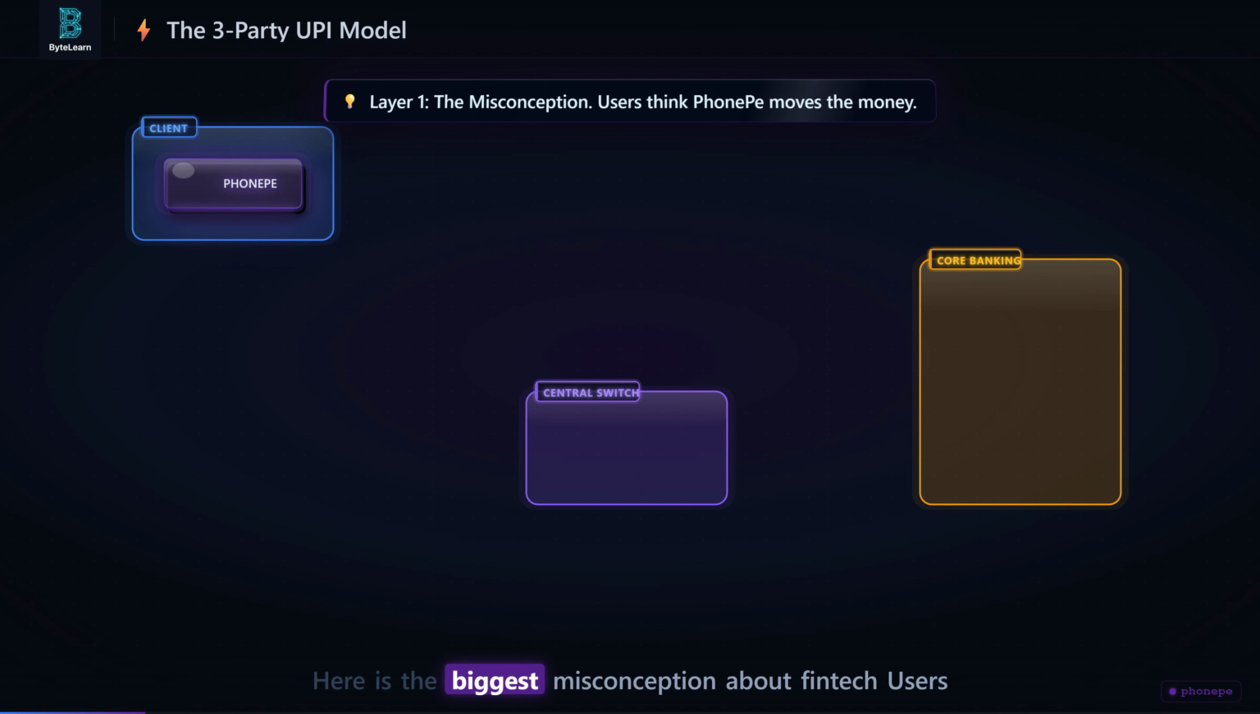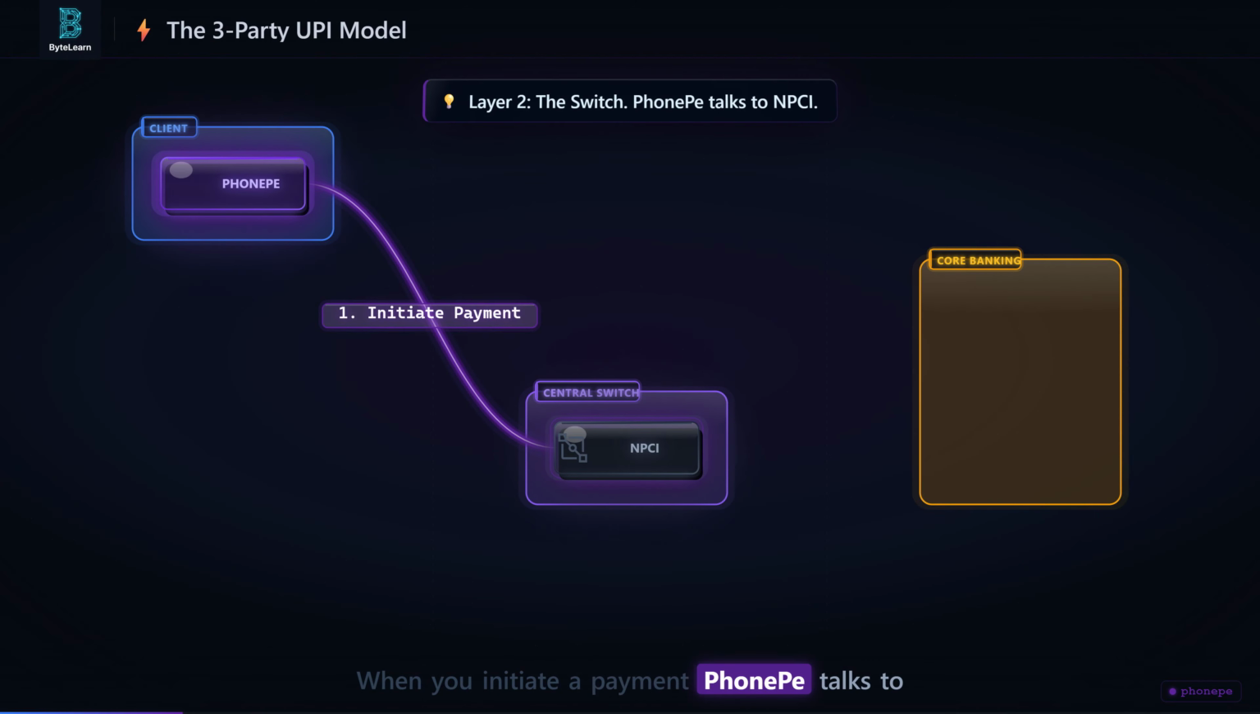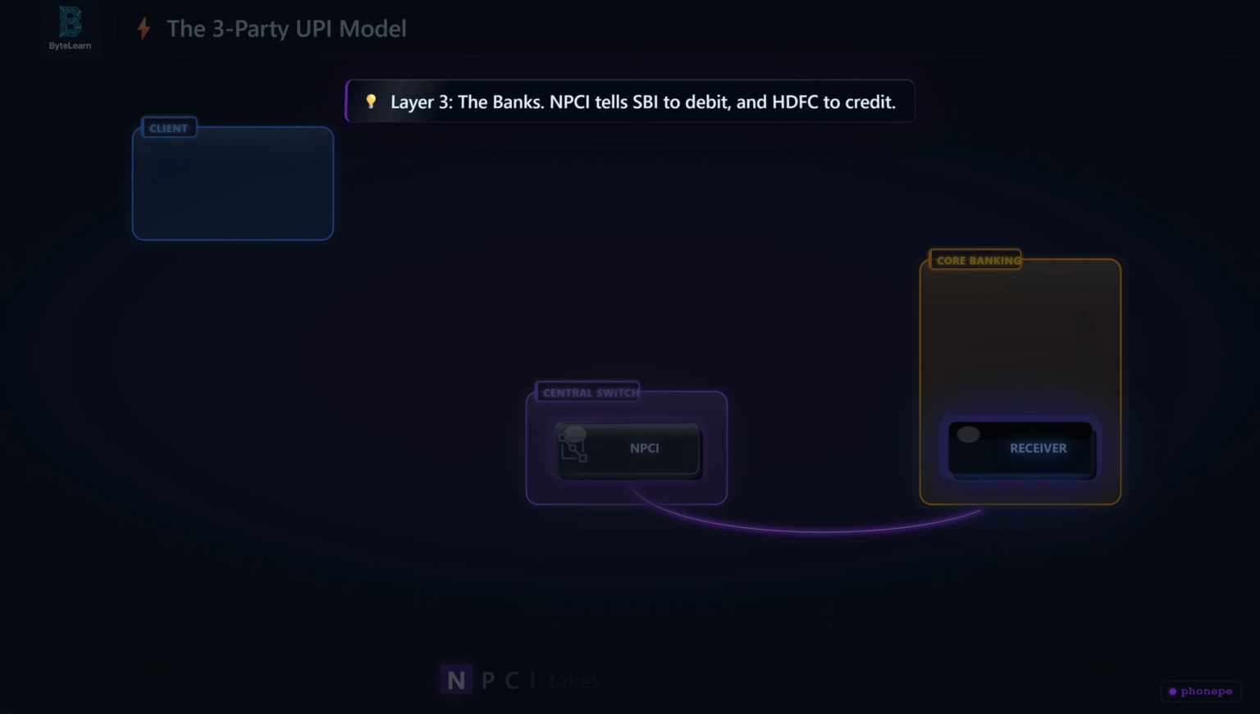Here is the biggest misconception about fintech. Users think PhonePe moves the money. It does not. PhonePe is just a messaging layer. It is a highly optimized remote control for your bank account. When you initiate a payment, PhonePe talks to the National Payments Corporation of India or NPCI. The NPCI is the central switch. It is the interoperability layer that connects every bank in the country.